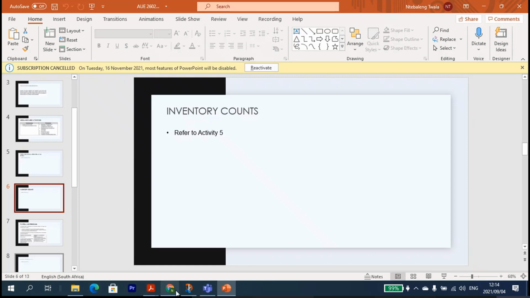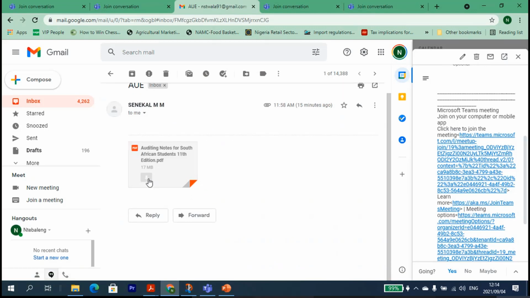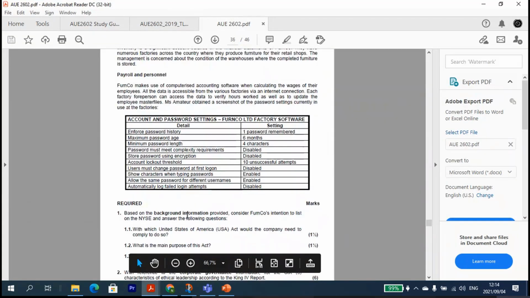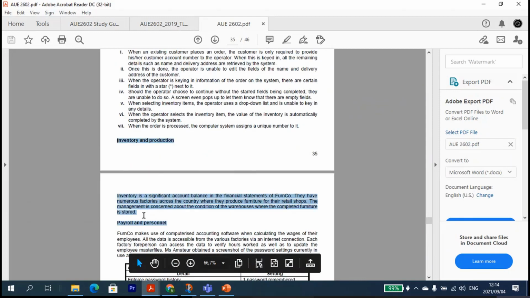Okay. So I want us to look at a question. Oh, thank you. I think I received it now. So let's look at a question that was asked. You see, inventory could be just a portion, but you will see the marks.